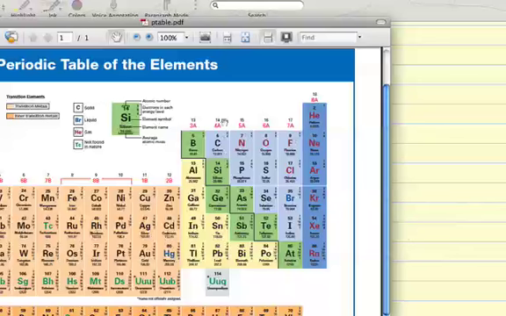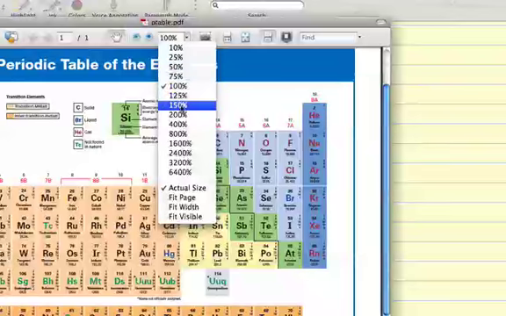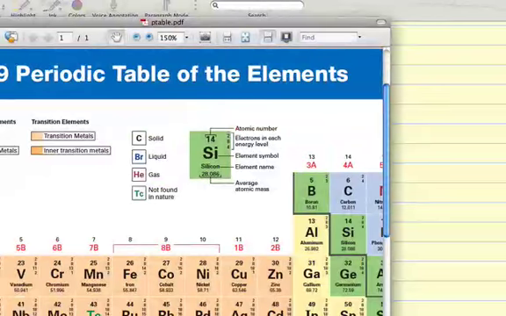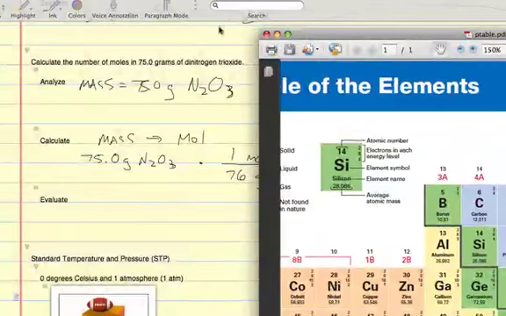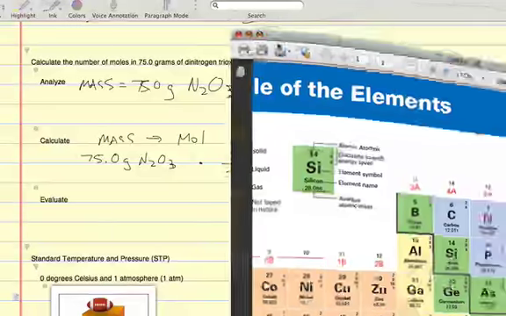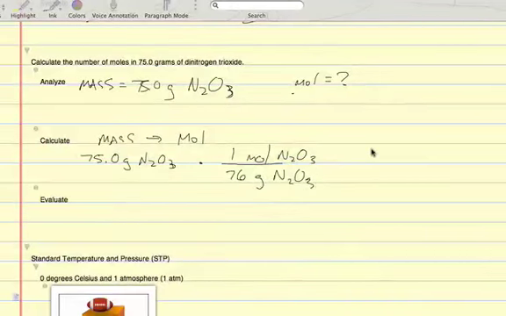Nitrogen has a mass of 14 grams in a mole, and I've got 2 of those moles, so that's going to be 28, and then oxygen 16 times 3. Add all those values together, that gets me up to 76 grams per mole. Alright, back to it here.